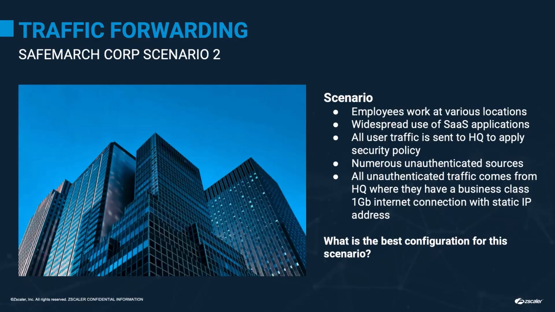SafeMarch Corp. also has several IoT devices and servers that communicate with Internet destinations that you cannot authenticate. All unauthenticated traffic would come from headquarters, where they have a business class 1 gig Internet connection with a static IP address. What would you recommend?